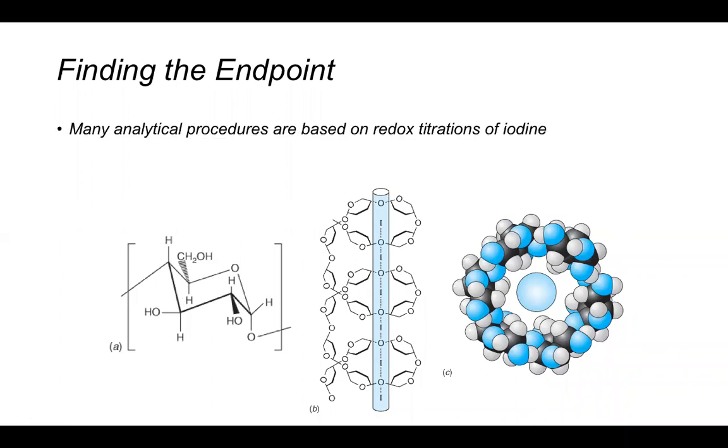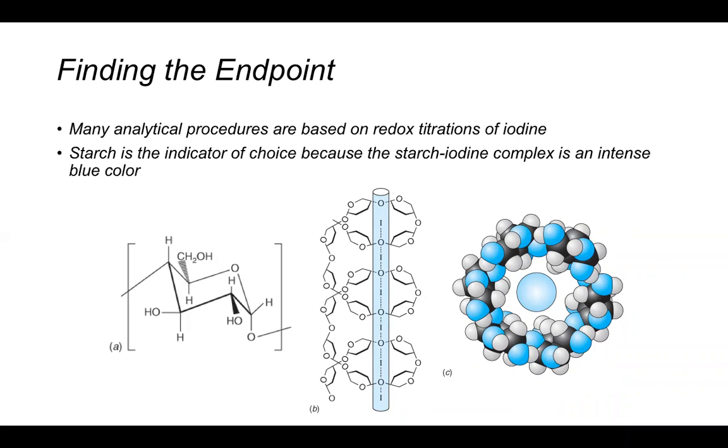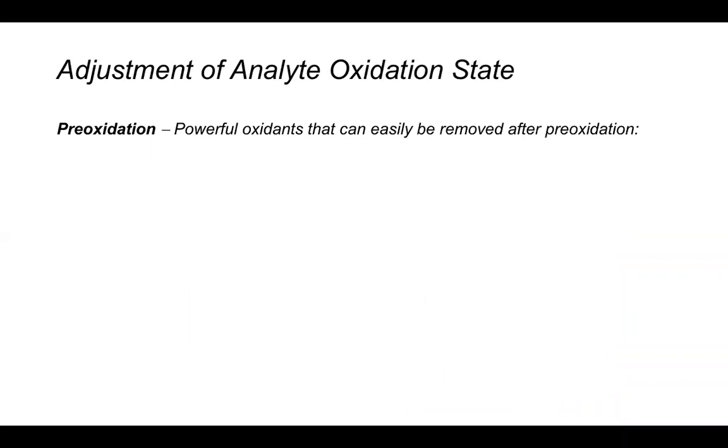Many analytical procedures are based on redox titrations of iodine. Iodine's a really good one for measuring starch content as well. Starch is the indicator of choice because the starch-iodine complex is an intense blue color. This is really a strong blue color. It's very, very noticeable.